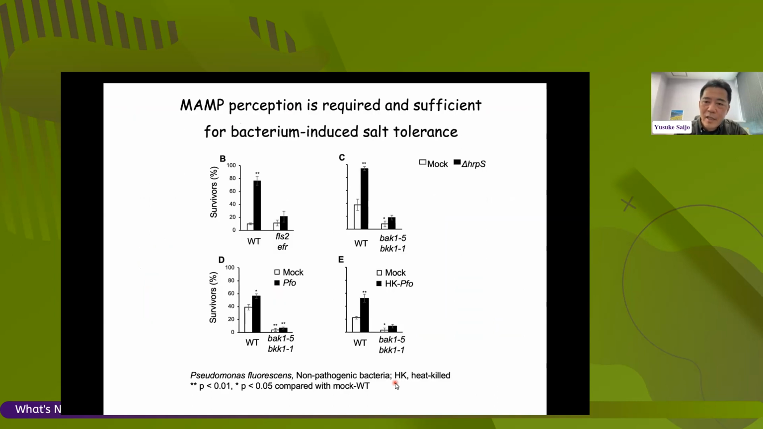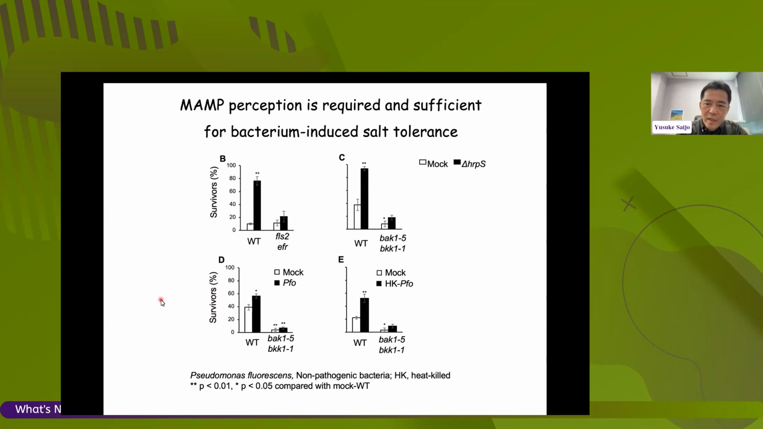And then we extended this idea and also tested the genetic requirements for bacterium induced salt tolerance. And then, consistent with the effectiveness of PTI triggering bacteria in enhancing salt tolerance, we observed that the loss of PTSD in this setting, in the flagellin receptor FLS2 and the EFR receptor mutants, as well as in their co-receptor mutants, so in this case, bacterium-induced salt tolerance is also impaired.